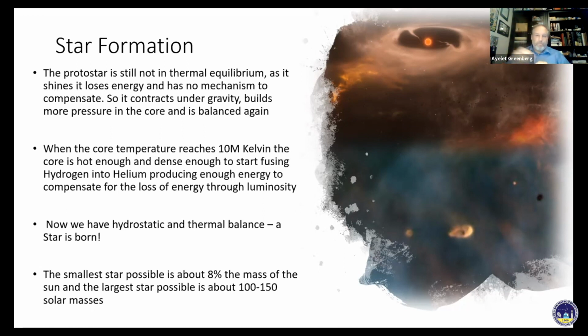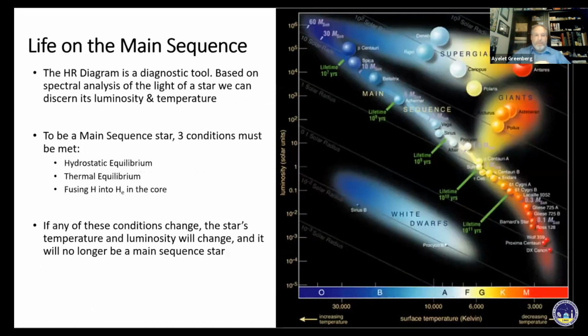Okay. With that, then, let's go to life on the main sequence. And let me explain, first of all, what this diagram means. This is a diagnostic tool. It's called the Hertzsprung-Russell diagram, or HR diagram for short. And it's simply a way that allows us to measure the properties of stars, specifically showing the relationship between the luminosity, how bright a star is, and the surface temperature of the star.